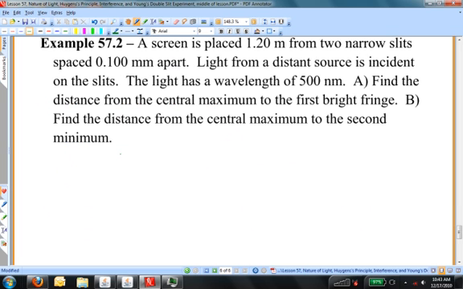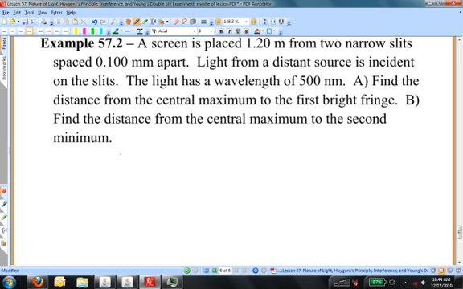Here's the second one. A screen is placed 1.2 meters from two narrow slits spaced 0.1 millimeters apart. Light from a distant source is incident on the slits. The light has a wavelength of 500 nanometers. A, find the distance from the central maximum to the first bright fringe, and B, find the distance from the central maximum to the second minimum.